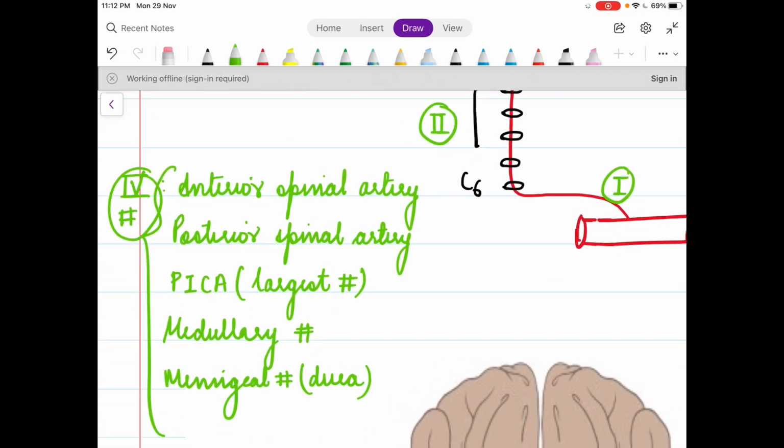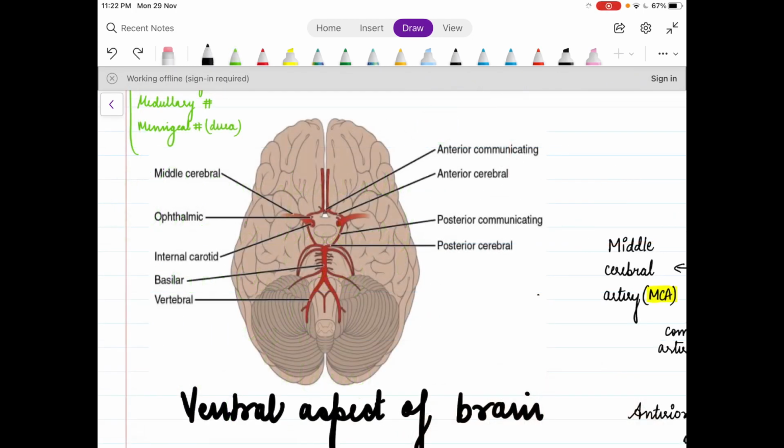For example, the anterior spinal artery, responsible for supplying the anterior two-thirds of the spinal cord, and the posterior spinal artery, responsible for supplying the posterior one-third of the spinal cord and some part of the medulla. It also gives rise to the posterior inferior cerebellar artery, also referred to as PICA, which is also the largest branch of the vertebral artery. The other branches are the medullary branches and the meningeal branches. The meningeal branches supply the dura mater of the posterior cranium.